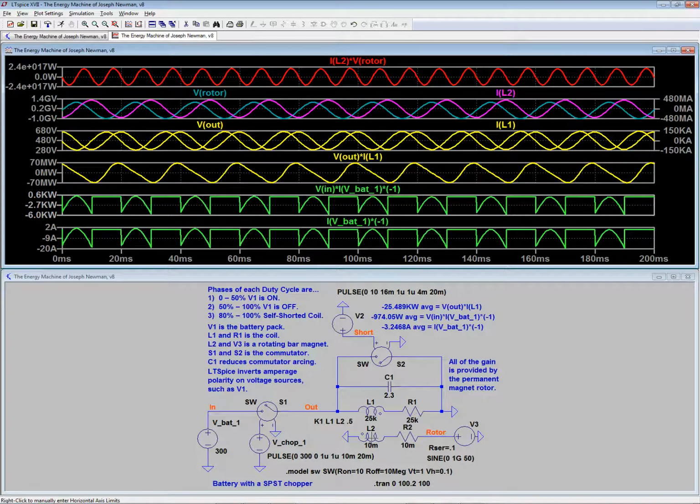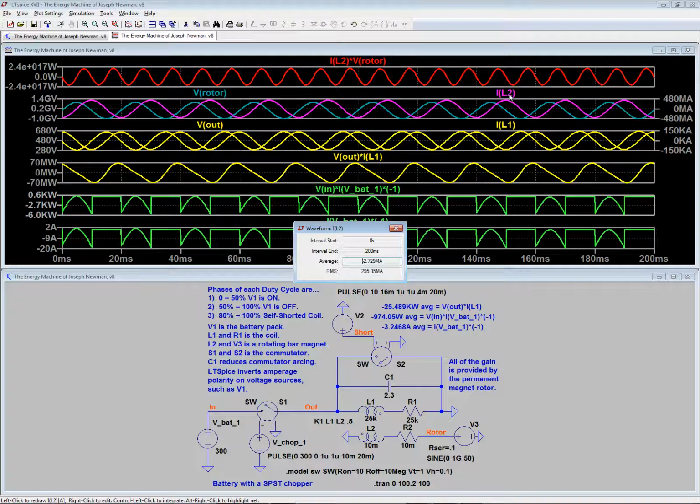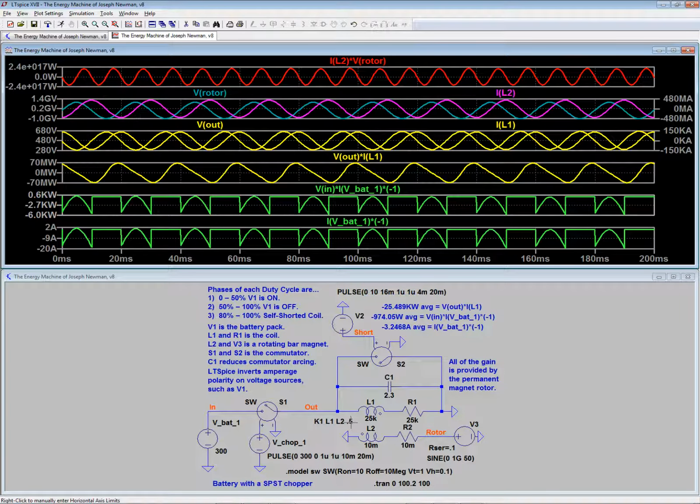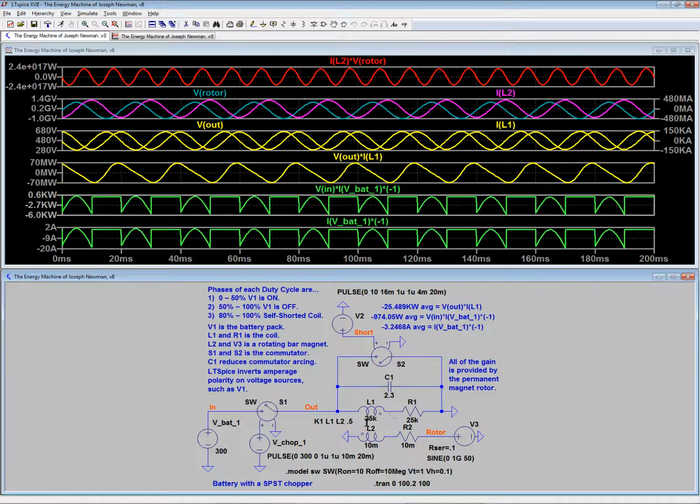Well, let's see. If we take L2, where's L2? Here it is, up here. And then we take its average. We're getting negative 2.7 mega amps being delivered, or being sent, I should say, to the coil. But the coil doesn't pick all of it up because there's a very poor coupling coefficient between the two electromagnetic fields of only 0.5.